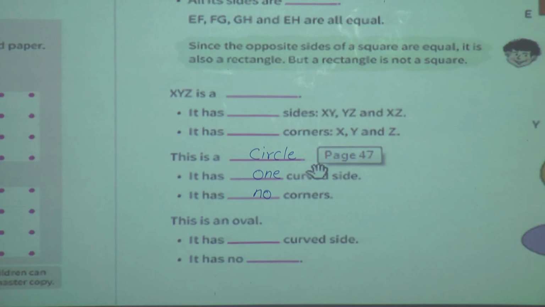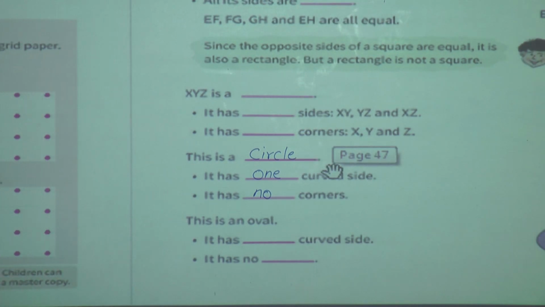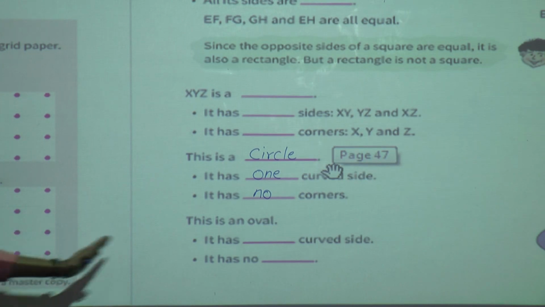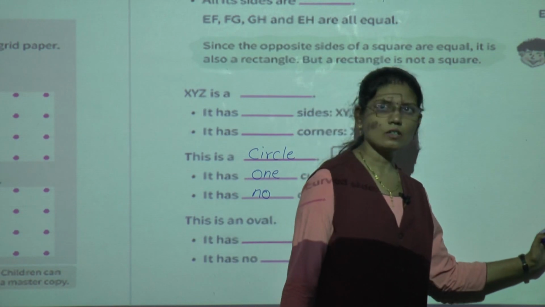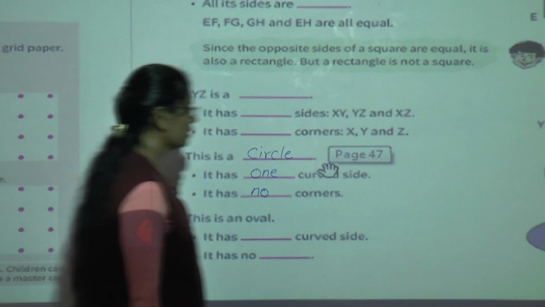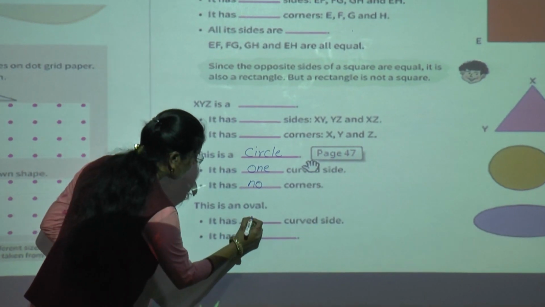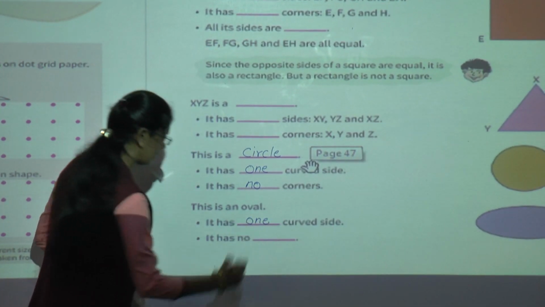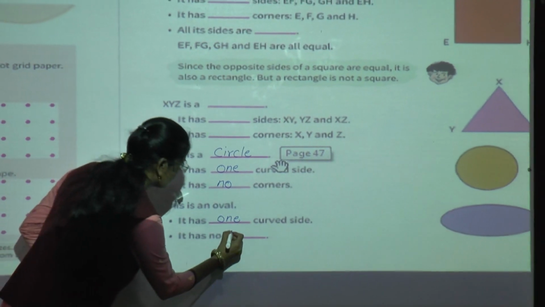Now, like a circle, one more shape is there. It is slightly different. This is an oval. Now see this shape. It is an oval. Okay. Now it is the same as a circle: one curved side, and it has no corners.